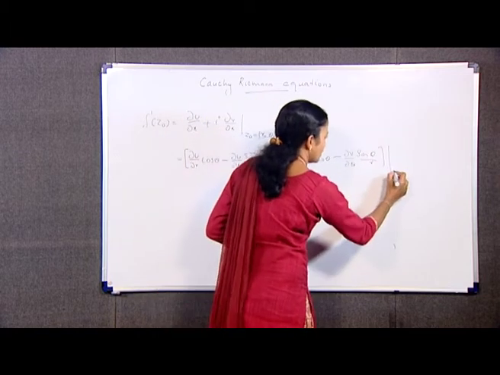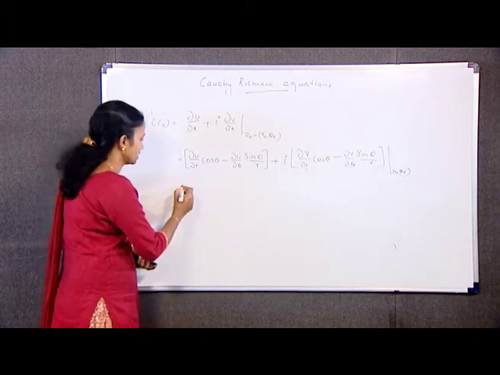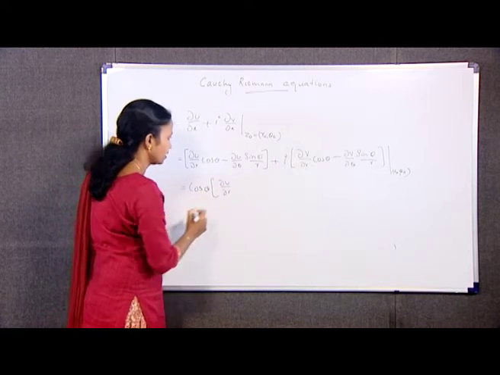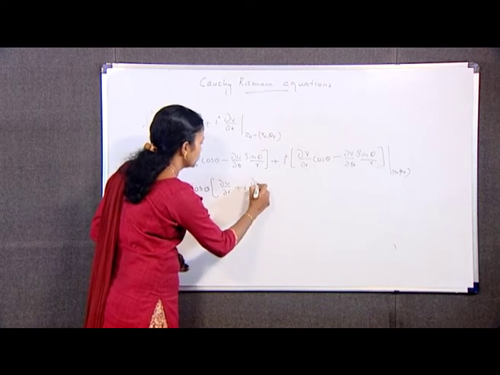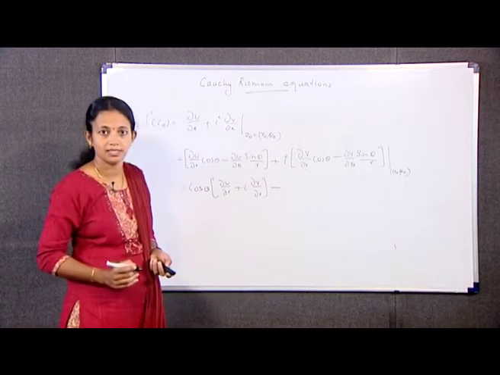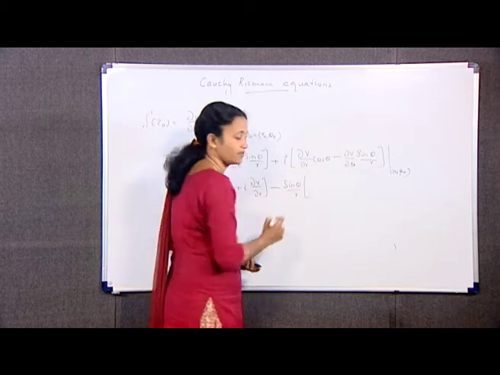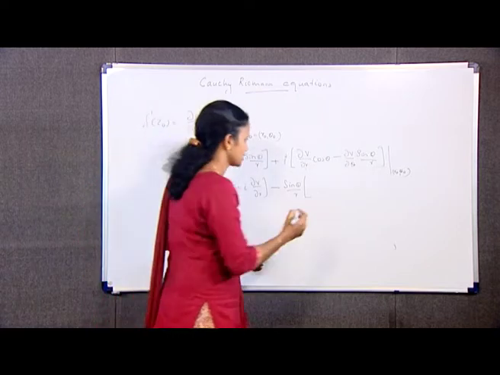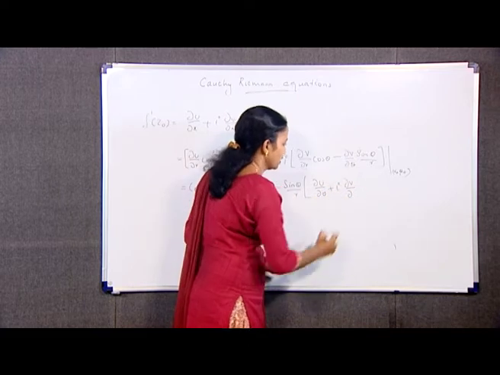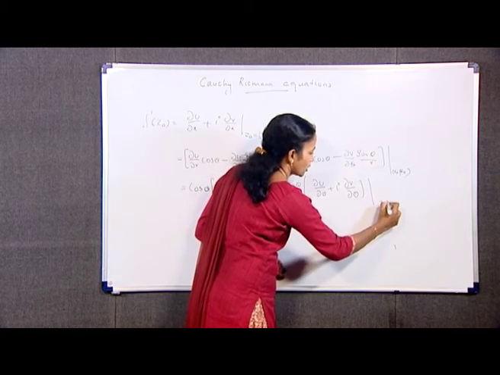At the point r naught theta naught, that is z naught is equal to r naught theta naught, which is equal to cos theta into dou u by dou r plus i into dou v by dou r, combining cos theta, minus sin theta by r into dou u by dou theta plus i into dou v by dou theta at the point z naught is equal to r naught theta naught.